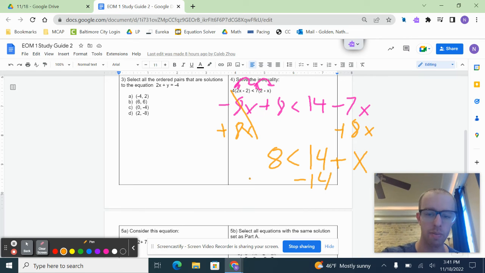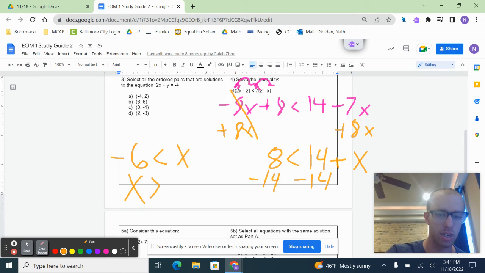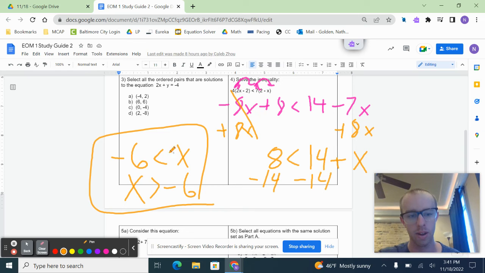Subtract 14 from each side. I get 8 minus 14 is negative 6 is less than x. I might spin this around so that x is greater than negative 6. These are the same thing. You can see that either way, the sign is pointing at the negative 6. This is just a little bit easier to understand.